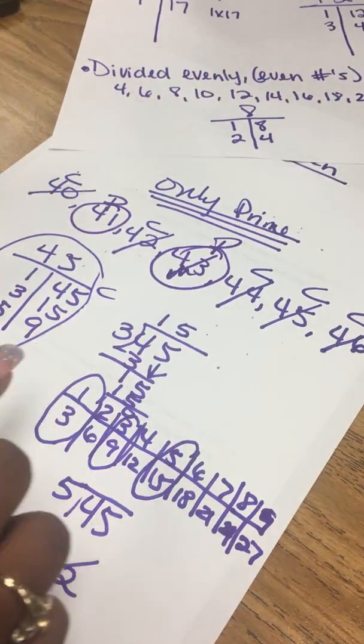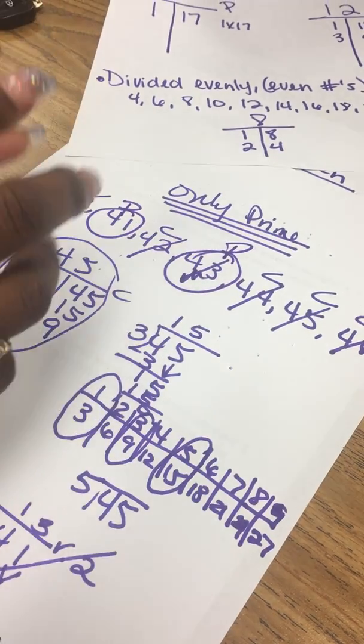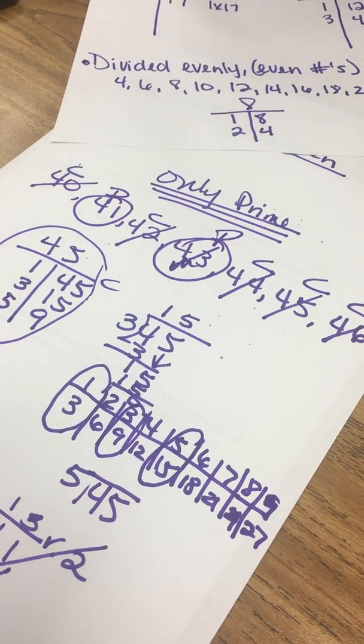Okay, so that's a good way to practice with them. Give them a list of numbers and see if they can figure out which ones are composite and which ones are prime.